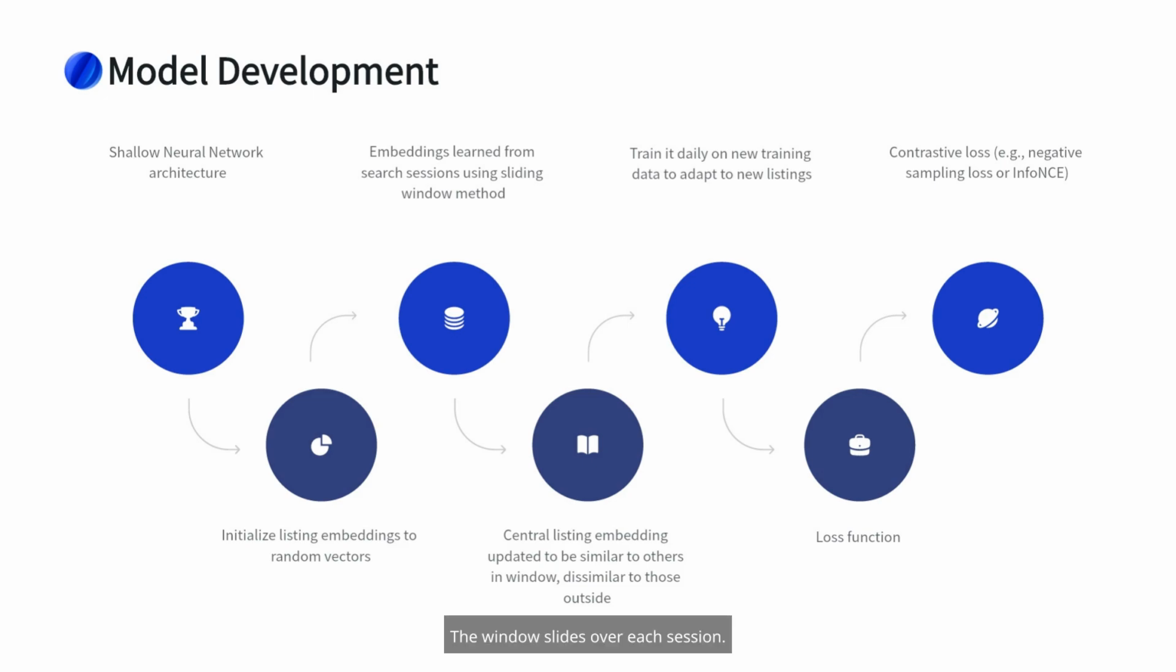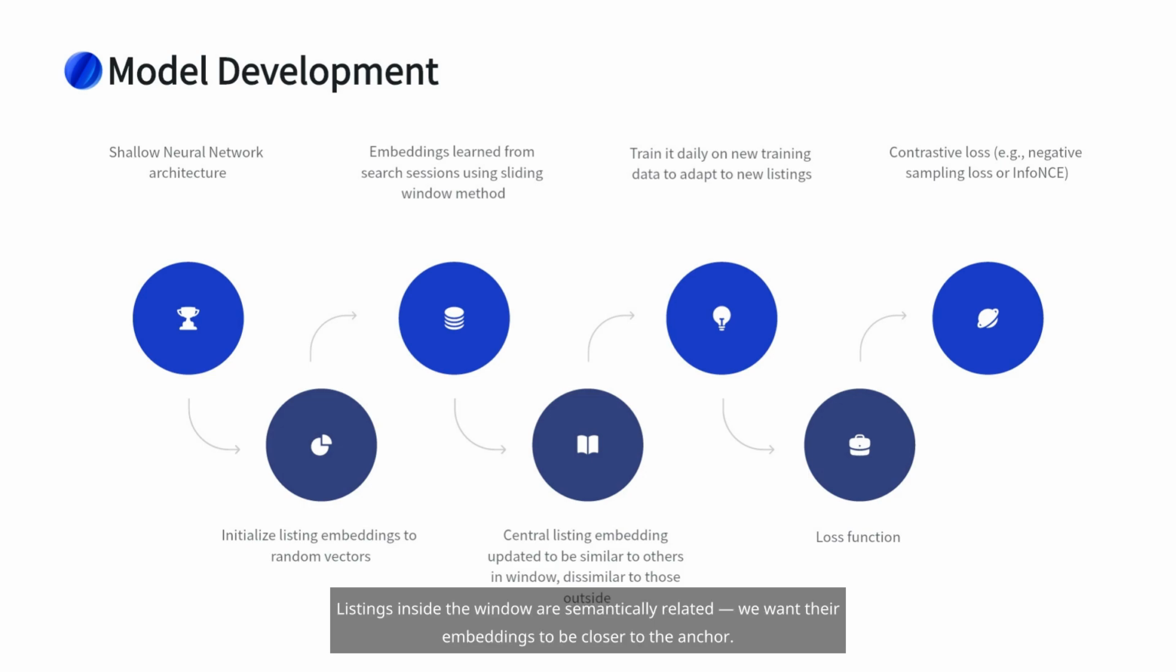Sliding window mechanism. The window slides over each session. At each position, the listing at the center is the anchor. Listings inside the window are semantically related. We want their embeddings to be closer to the anchor. Listings not in the session are assumed unrelated, and their embeddings should be pushed away. This is conceptually similar to how Word2Vec learns word embeddings using word co-occurrences in a sentence.